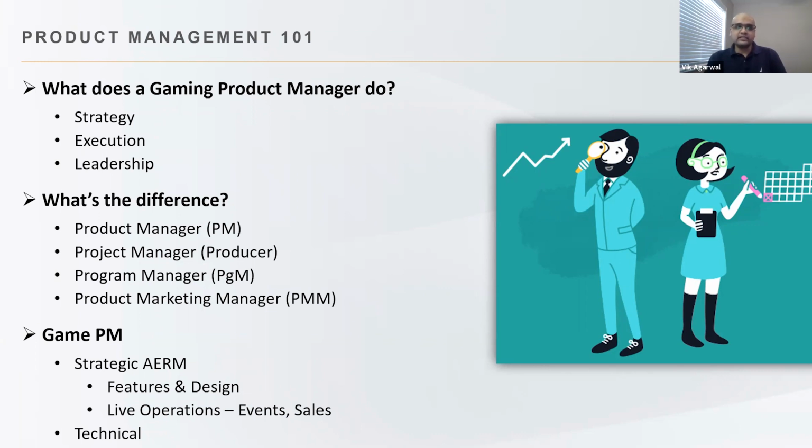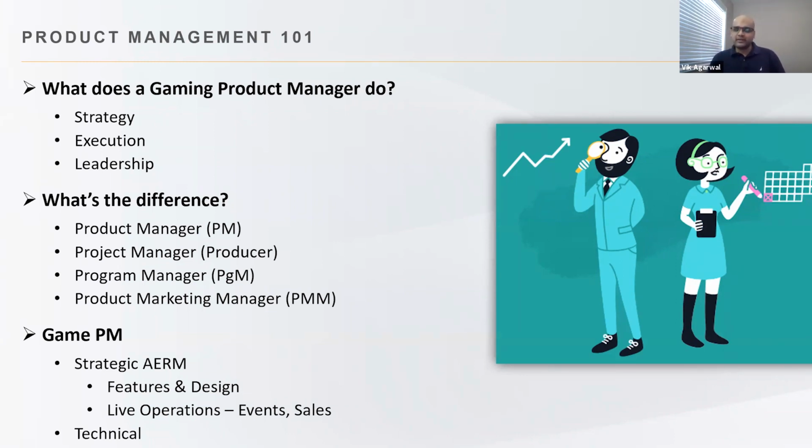And then the last part is a PMM, or a product marketing manager. Now, a PMM sits on the marketing team, and there are generally two types of PMM. There's those who look after brand marketing, and then there's those who look after user acquisition or performance marketing. So they focus mostly on the marketing component. That's why the extra M is there, and they're PMMs.